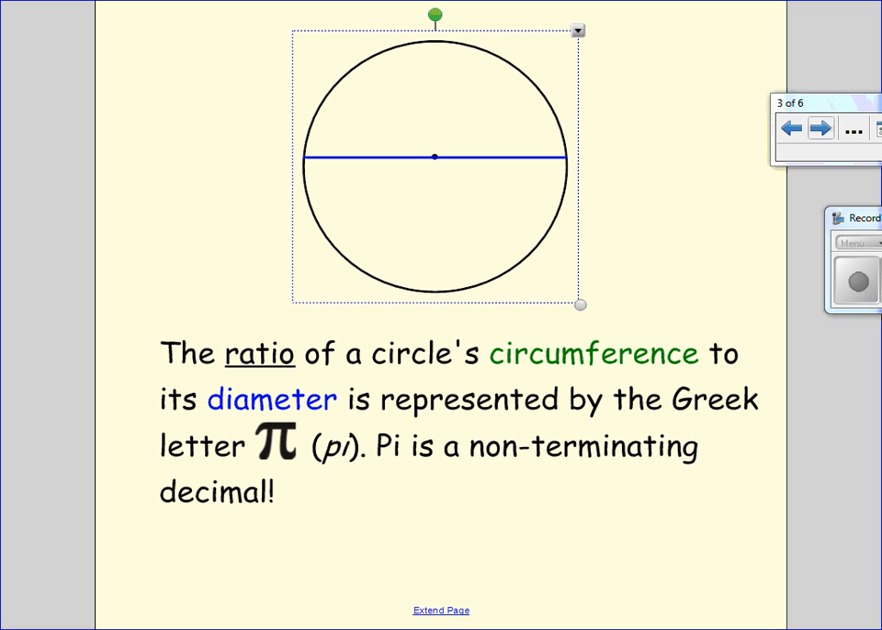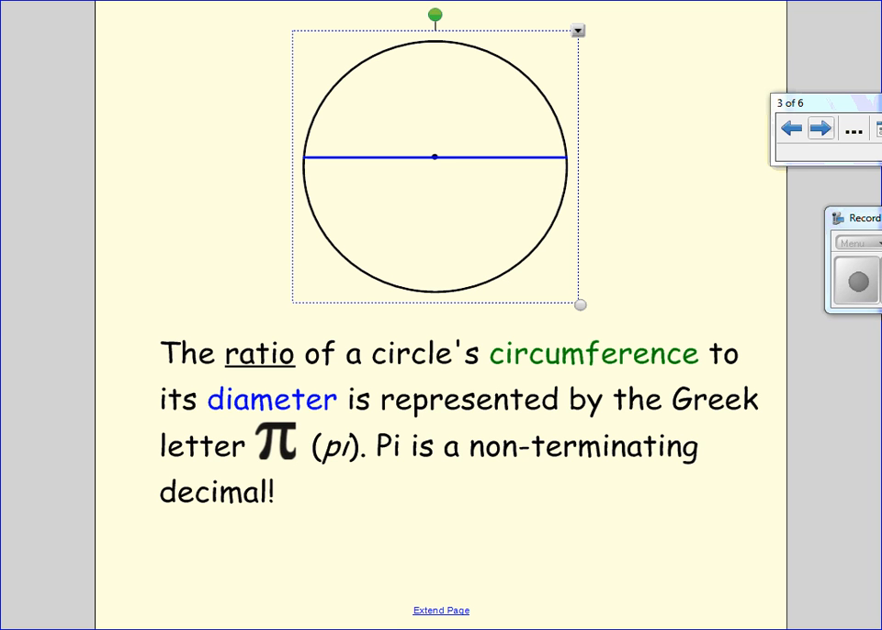The ratio of a circle's circumference to its diameter is represented by the Greek letter pi, which we've talked about this year. Pi is a non-terminating decimal. That means it never ends. 3.14157, and so on. It just keeps going on and on and on.